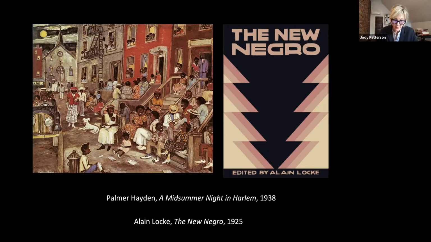The flat forms and stylized figures effectively evoke the mood of Harlem's residents congregating outside on the stoops to escape the heat from inside their tenements. And then next to that, we have a cover of Alain Locke's incredibly important volume that he edited, The New Negro.